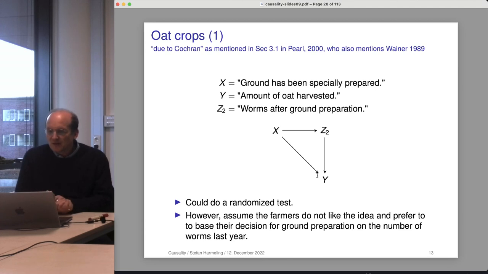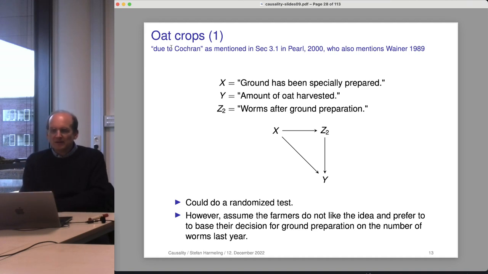So, for example, here's the story. Let's start simple. We are now in agriculture, and we want to have as much oat as possible. Haferflocken, I think, in German. So we want to have Hafer. And the question is whether we specially prepare the ground before bringing out the oat. And we know already that there are certain worms, and it looks like our special preparation is for getting rid of these worms so that the worms are not eating our oat. So that's approximately the story.